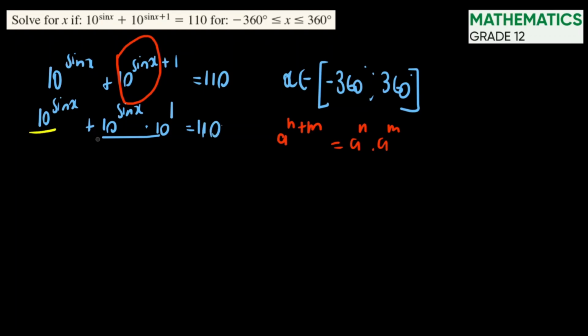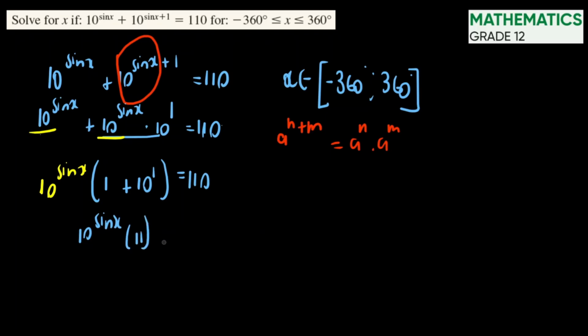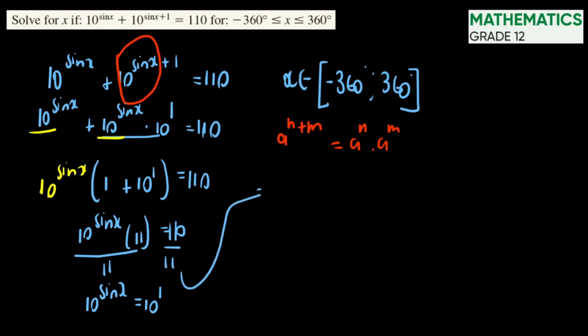So what we've done allows us to have a common factor of 10 to the power of sine of x. If we take out a 10 to the power of sine of x, we're left with 1 plus 10 to the power of 1 is equal to 110. So 10 to the power of sine of x times 11, since 1 plus 10 gives us 11, is equal to 110. Divide both sides by 11. We get 10 to the power of sine of x is equal to 10 to the power of 1, because 11 goes 10 times into 110. So if we have the same bases equated, the laws of exponents allow us to equate the exponents.